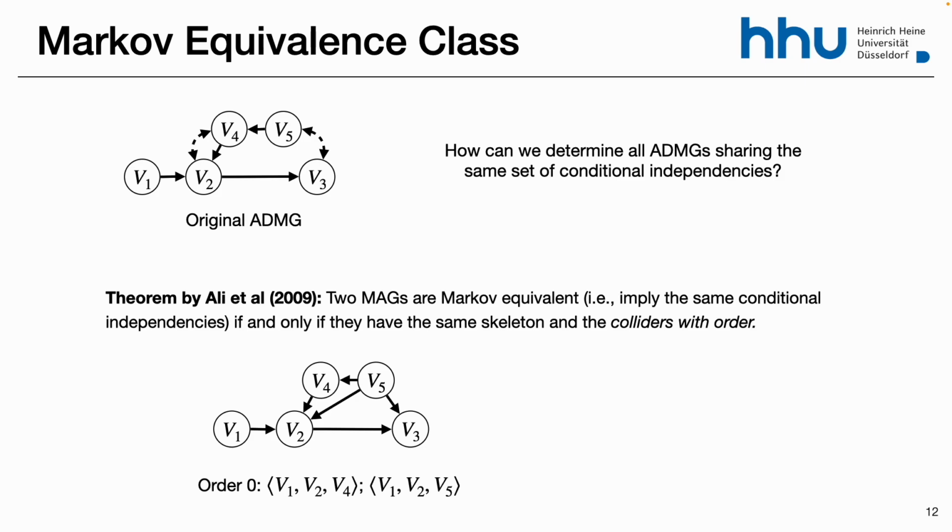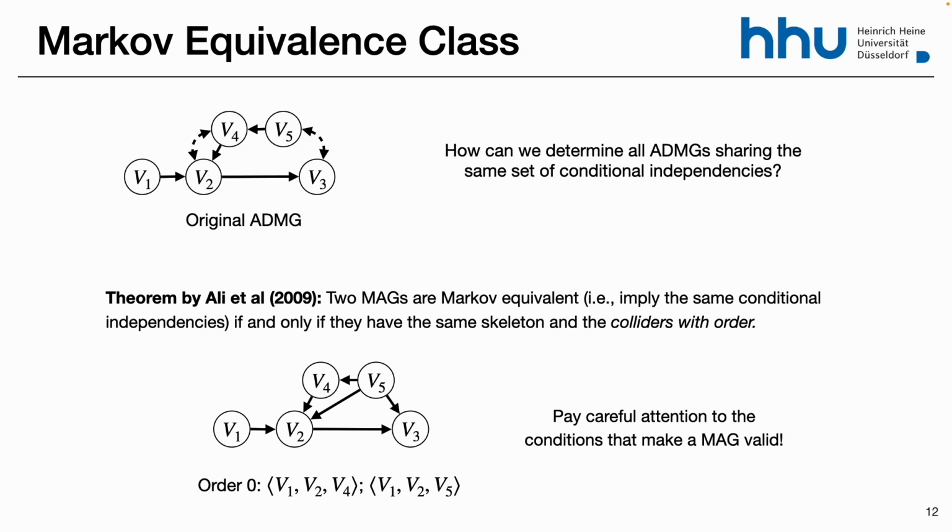If I create a collider here, it would be a collider with order, so it would be part of another MAG. And Markov equivalent MAGs are those that share the same colliders with order. So if I have another MAG that has another collider here, it is not part of the same Markov equivalence class. Okay? So we also need to pay attention to making sure that we are creating valid MAGs.